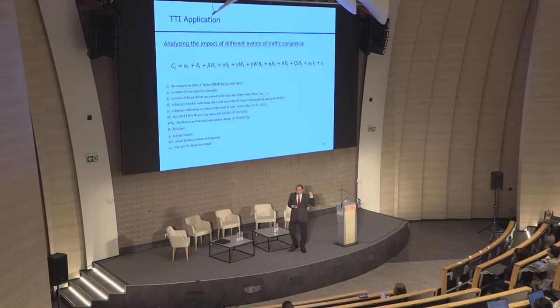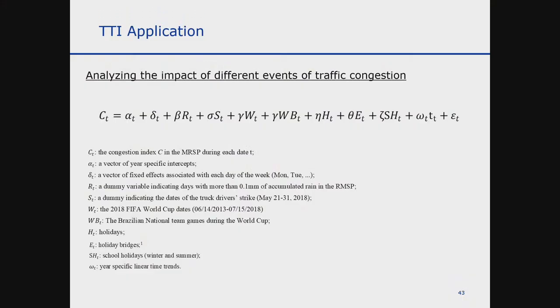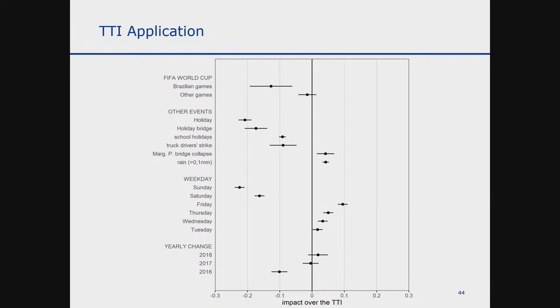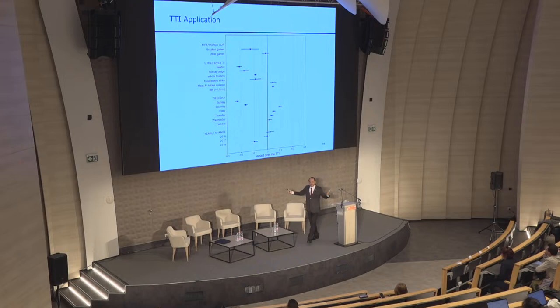It's a simple event study where we put dummies for these specific events, and we get results showing, for instance, that when there is heavy rain, you have an impact on congestion. During the bridge collapse, the travel time increased. But when Brazil played the first game, congestion actually disappears from the city, right?